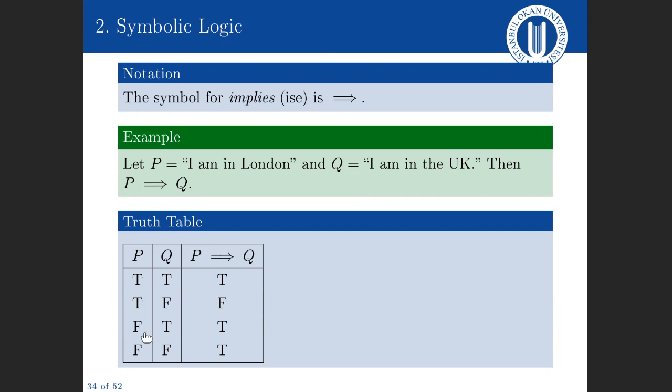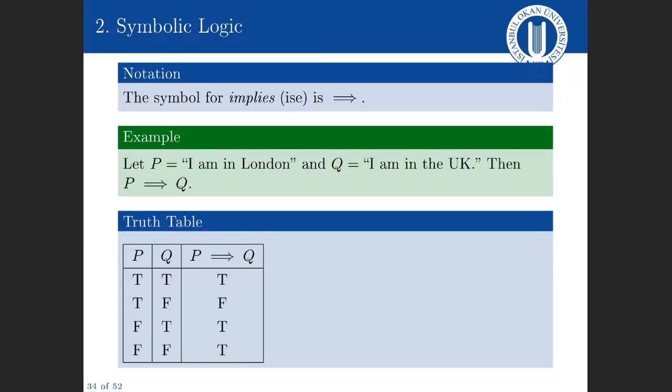Line 3, let's suppose I'm not in London, but I am in the UK. Is that possible? Yes, there's lots of cities in the UK. I might be in the UK, but not in London. So this is true. And line 4, false and false. I am not in London and I am not in the UK. Is that possible? Yes. I might be in Istanbul, then I'm not in London, I'm not in the UK. So the bottom line is also true.